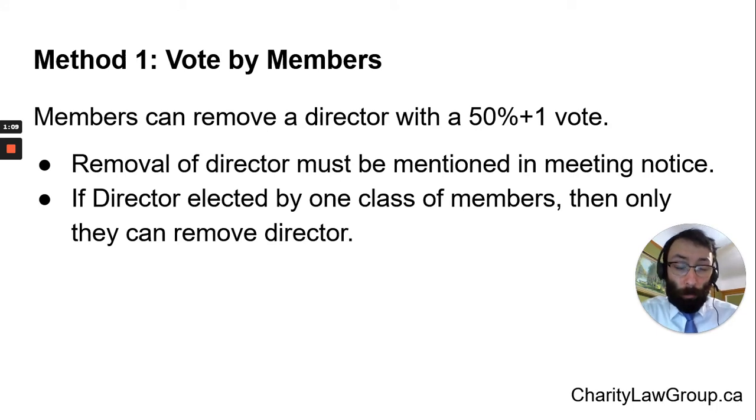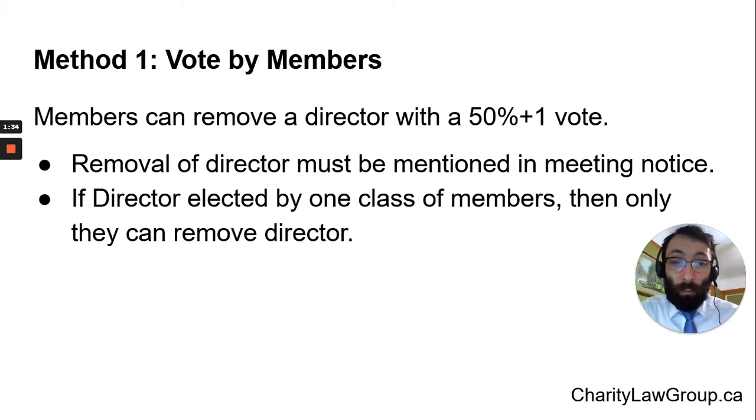So method number 1, vote by the members. Members can remove a director with a 50% plus 1 vote. Generally speaking, you just need to call a members meeting, and you need to say in the notice for the members meeting that you will be discussing the removal of a director. And it's also good to give the director an opportunity to explain themselves.